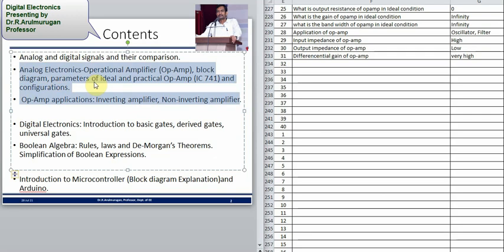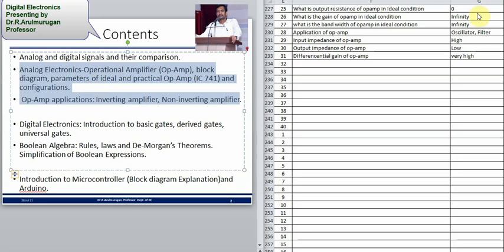How many input terminals? Two input terminals. What are they? Pins 2 and 3 are the input terminals. What does 2 indicate? Pin 2 is negative, the inverting terminal. Pin 3 is positive, the non-inverting terminal. And what is the output? Pin number 6 is the output. What are the power supplies? Two power supplies are required, plus VCC and minus VCC, plus 12 volt and minus 12 volt.